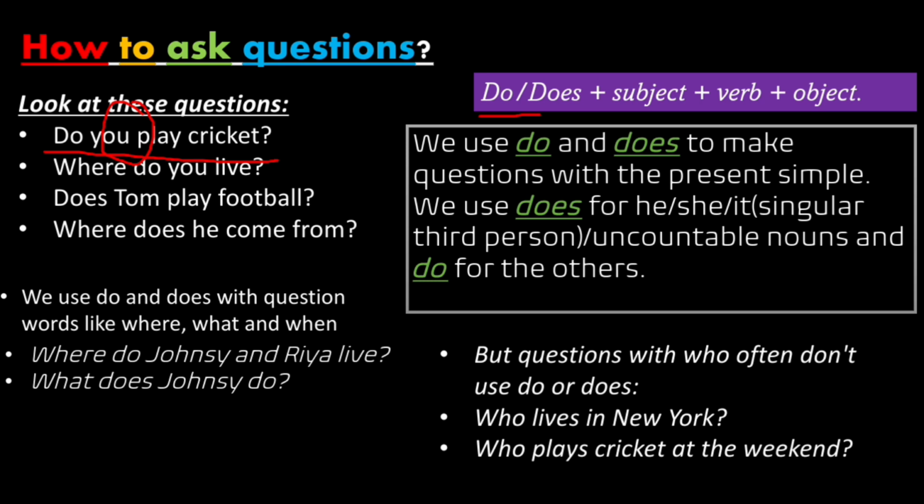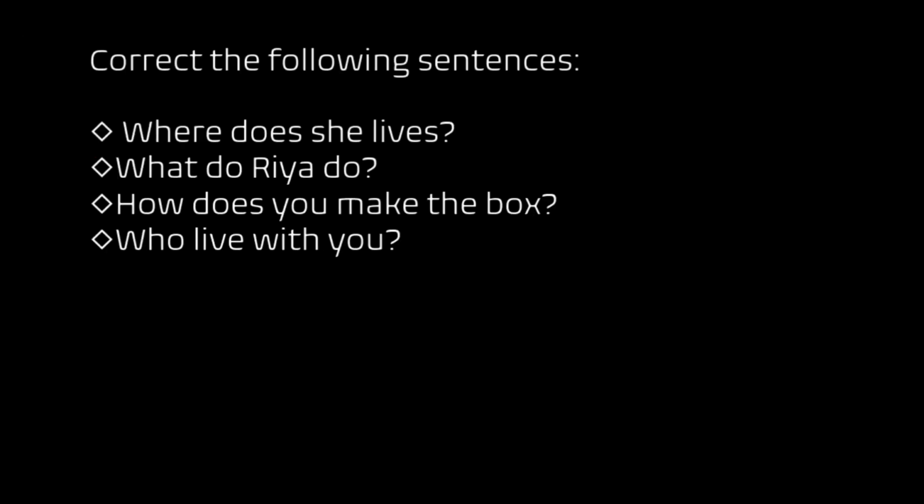It's very important to understand that. Who lives in New York? So we don't say who do live. It's wrong because here there is no subject. That's why we don't use do or does. Who lives in New York? Who plays cricket at the weekend?